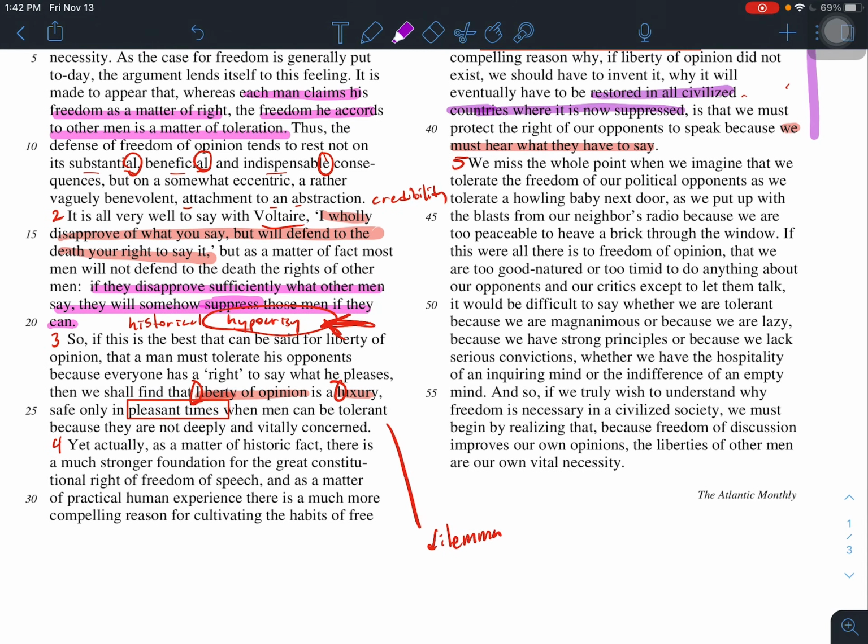Paragraph 5. We miss the whole point when we imagine that we tolerate the freedom of our political opponents as we tolerate a howling baby next door, as we put up with the blasts from our neighbor's radio because we are too peaceable to heave a brick through the window.